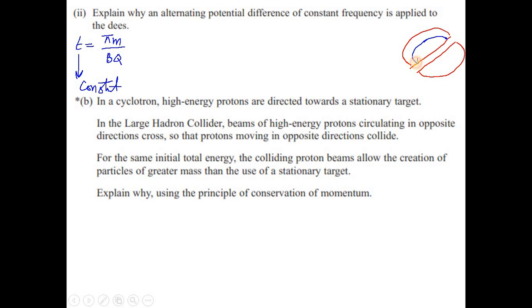That means when the proton enters, it is slower than when it is about to come out. So when the proton is about to come out, it has a high speed and is moving in the opposite direction. At that very moment, we must have an alternating potential applied on these D's, so that as soon as the proton reaches the face of the other D, the polarity is switched so that the proton can enter the next D.